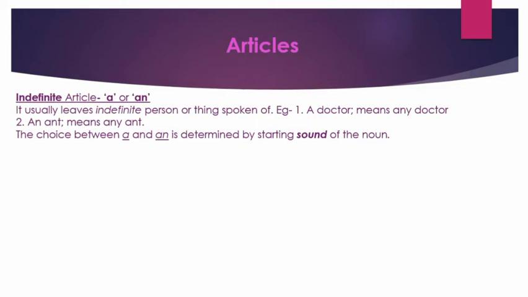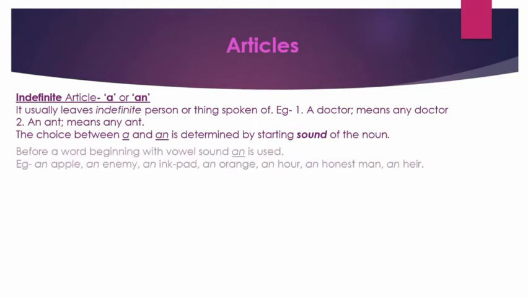What is meant by sound? Did you get any idea? Yes, we have learned in our lower classes about sounds in English. We have learned vowels and consonants. Okay, here, a word that begins with a vowel sound will be prefixed with an. That is, before a word beginning with a vowel sound, an is used.